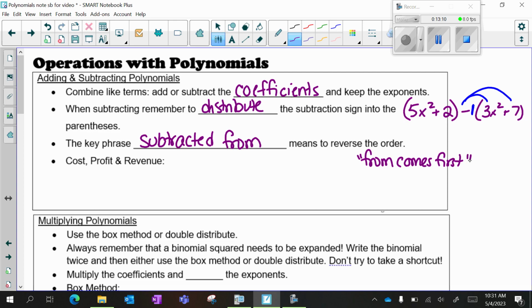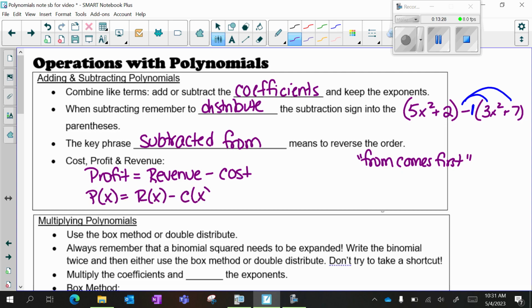Cost, profit, and revenue is a word problem that we see many times for adding and subtracting of polynomials. It's profit equals revenue minus cost. Sometimes they give you this formula, sometimes they don't. So I do want you to have it in your notes in case you need it.